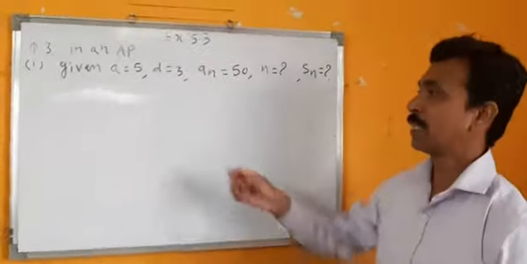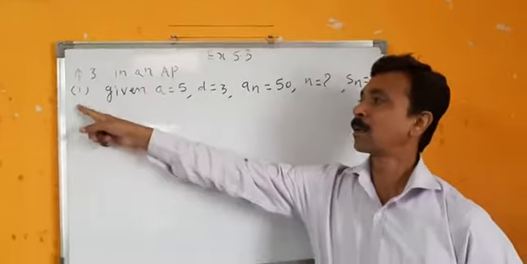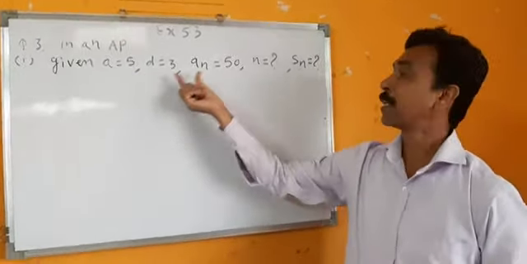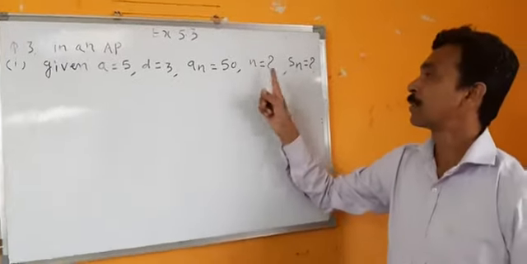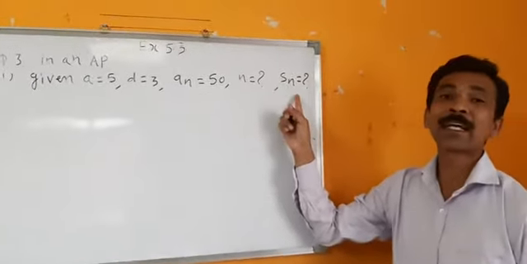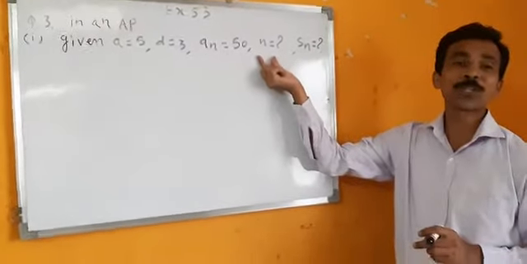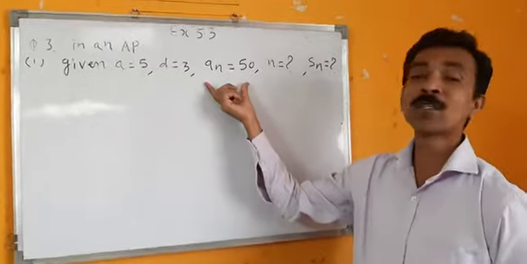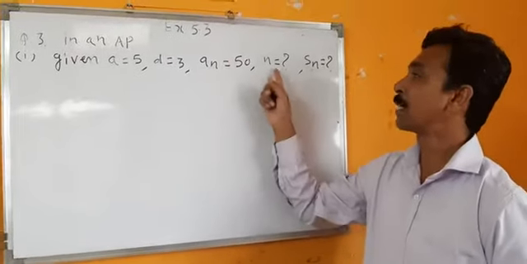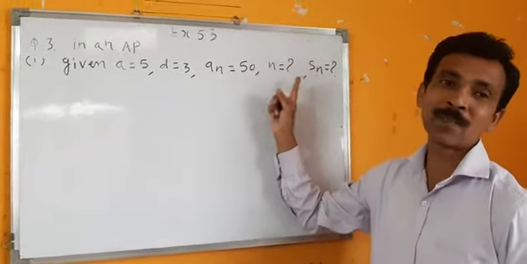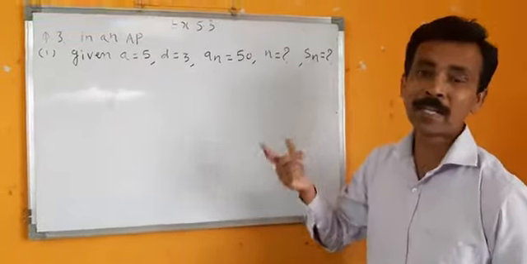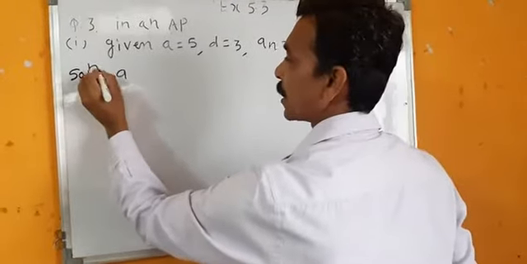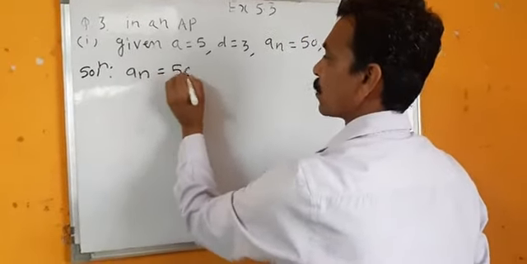Question number 3. In an AP, number 1, given a is equal to 5, d is equal to 3, an is equal to 50, you have to find n and Sn. It means n is equal to question mark and Sn is equal to question mark. We have an. Using the formula for an, we'll first get the value of n. Once we get the value of n, then we can find Sn. an is given as 50.